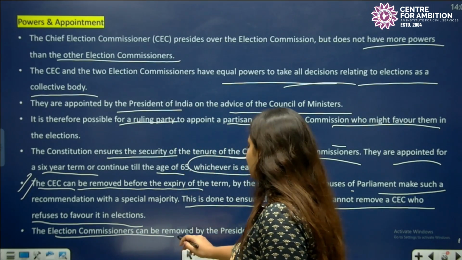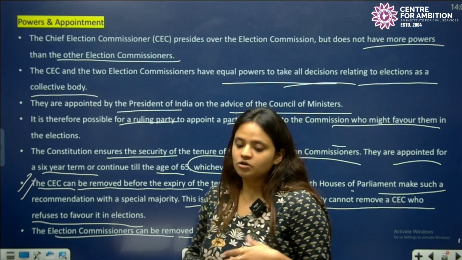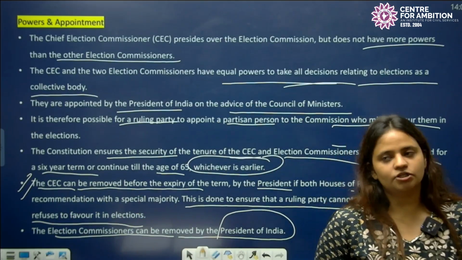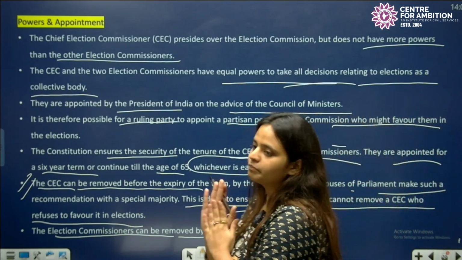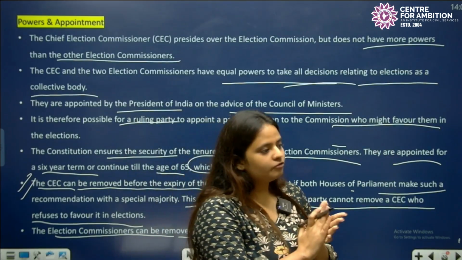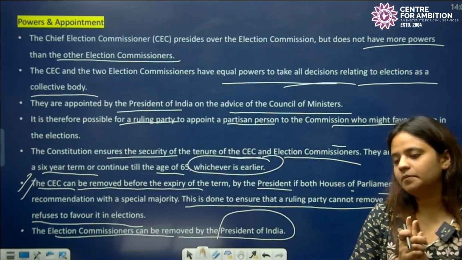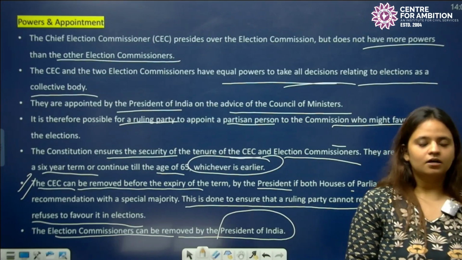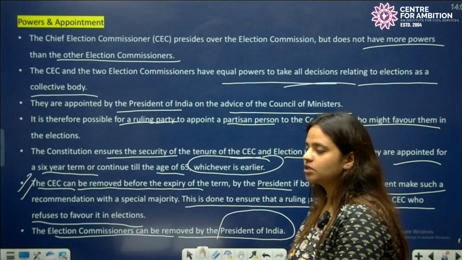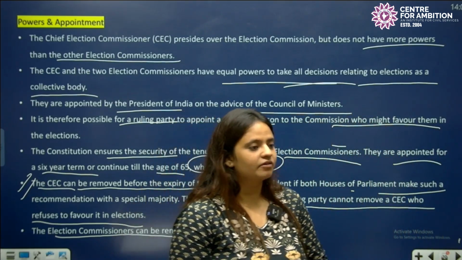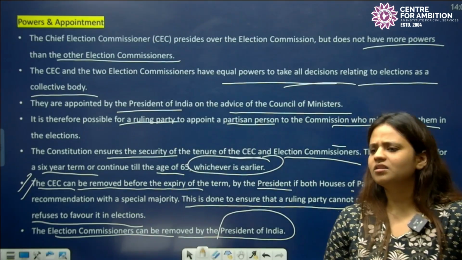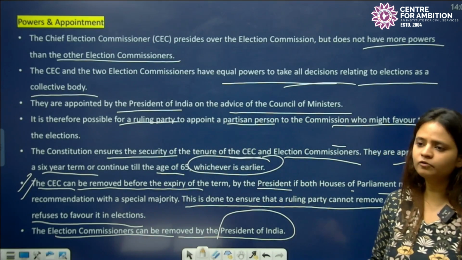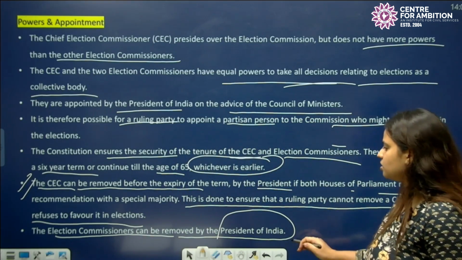The election commissioners can be removed by the President of India. So here we talk about the CEC. The procedure for removal of the chief election commissioner is similar to that of Supreme Court judges. It is made difficult because both the houses of the parliament have to give a recommendation to the president by special majority. But the two election commissioners that we have can be removed if only the chief election commissioner conveys that he wants them to be removed. So they can be easily removed by the President of India.